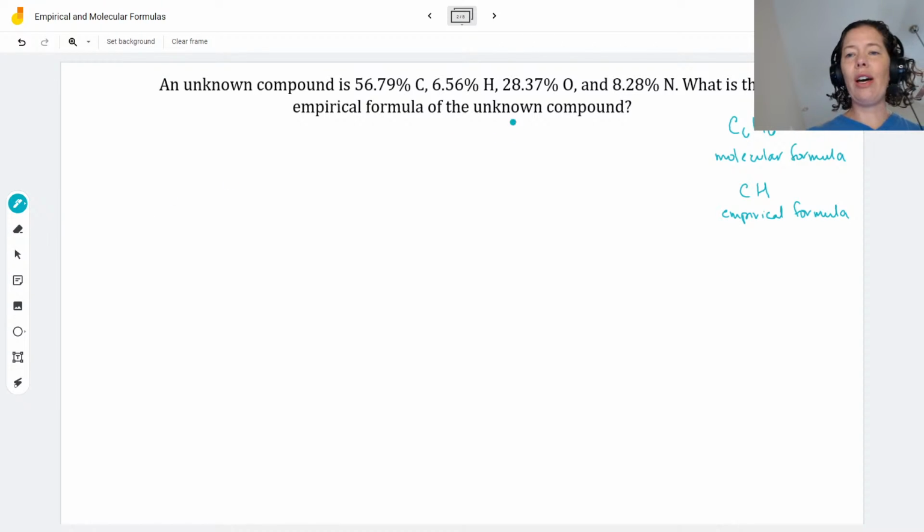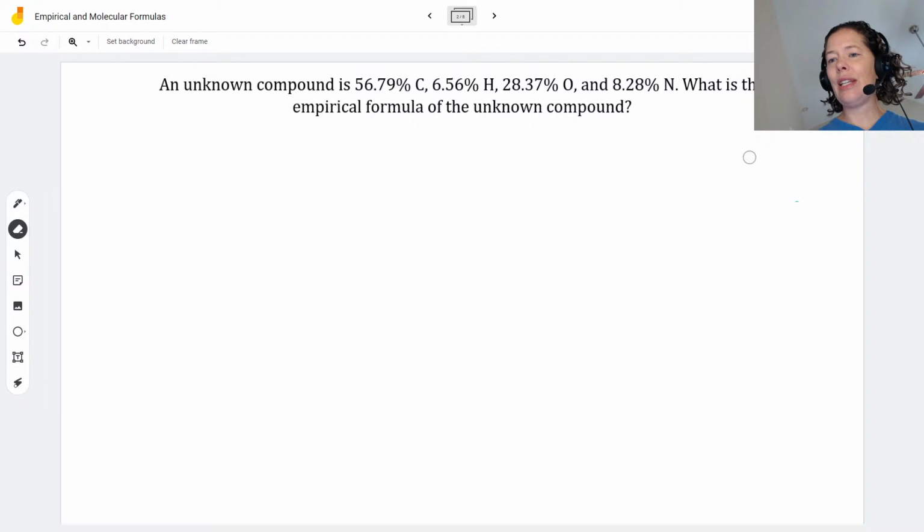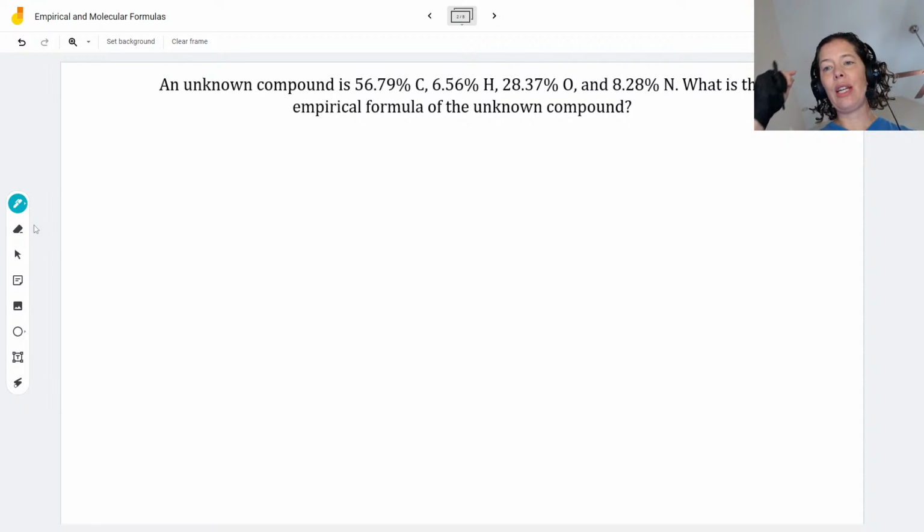Let's start on this actual problem here. We're not doing anything with benzene. Actually, I'll just erase this so it doesn't cause any confusion. That was just my off-the-cuff example. All right, so we have an unknown compound. We know that it is 56.79% carbon, 6.56% hydrogen, 28.37% oxygen, and 8.28% nitrogen. What we want to know is just the empirical formula of this unknown compound.